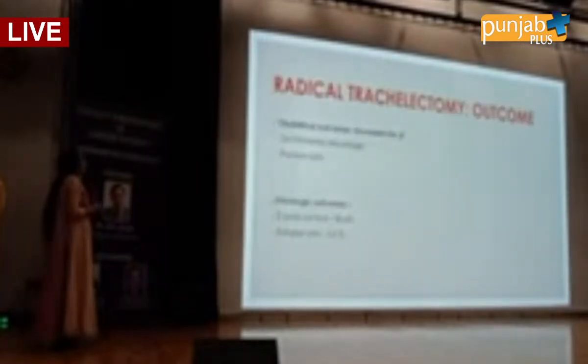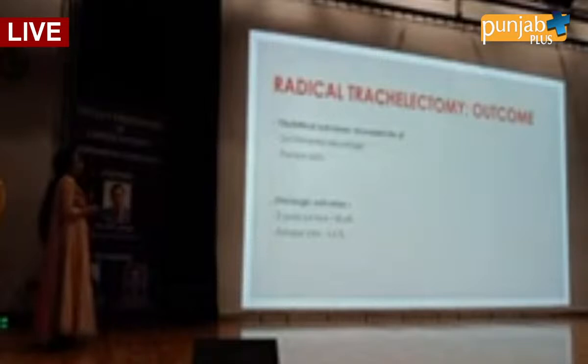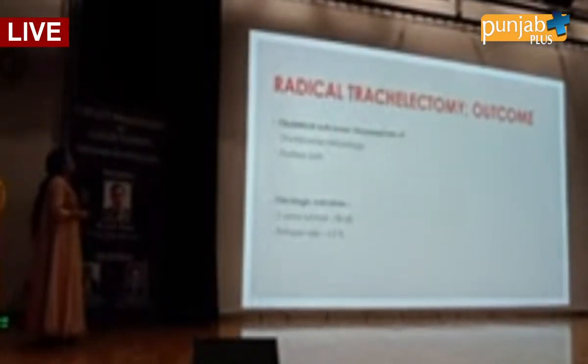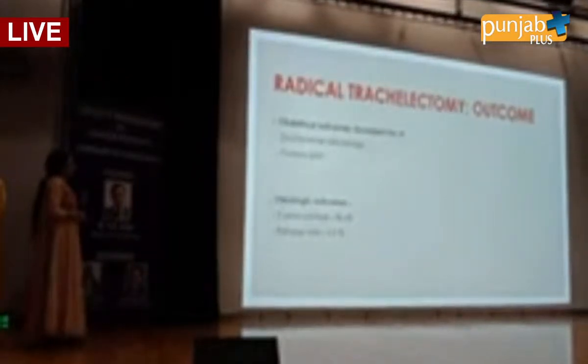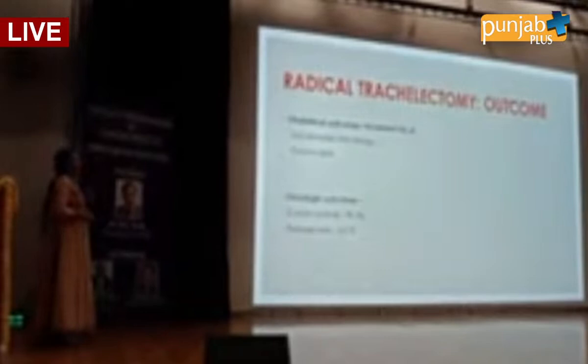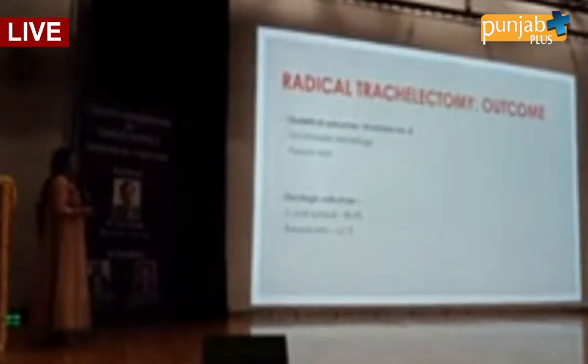Now, the obstetrical outcome, although there is increased risk of second trimester miscarriage and preterm birth after the radical surgery, there are good number of pregnancies which I will show you in the next slides. And oncological outcome, the 5-year survival rate is to the tune of 98%, and the relapse rate is very less, that is 4.5% if the patient is chosen carefully.